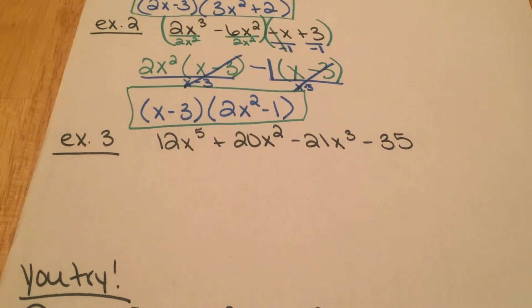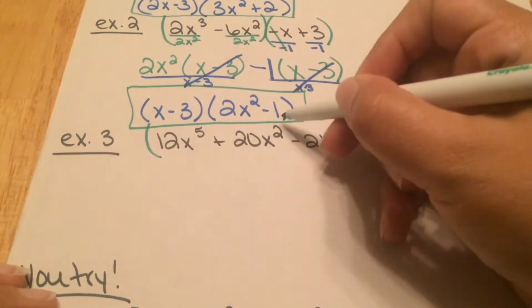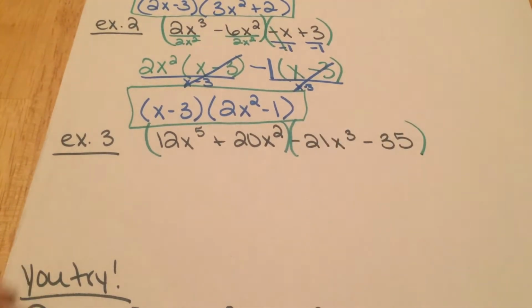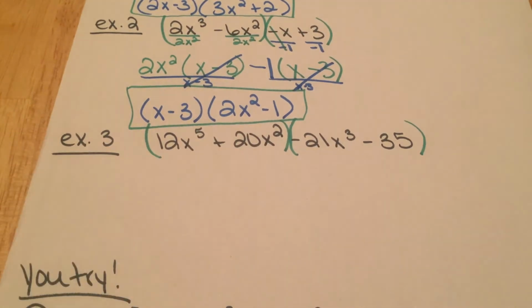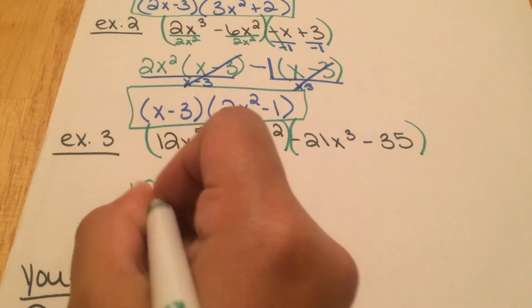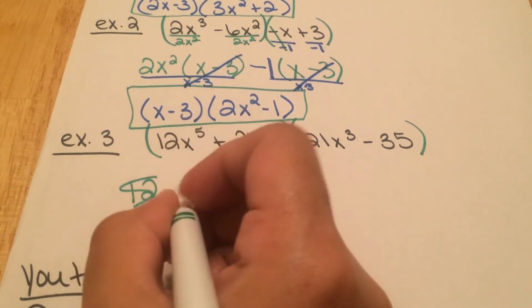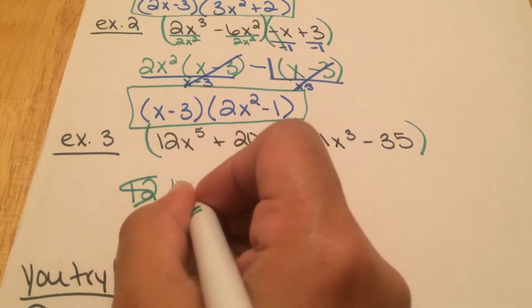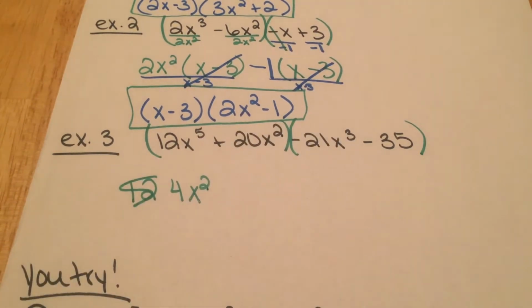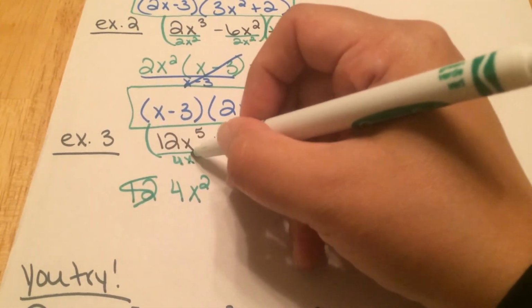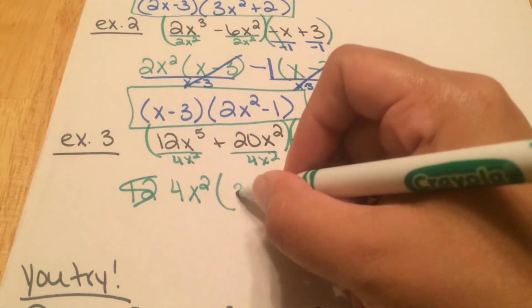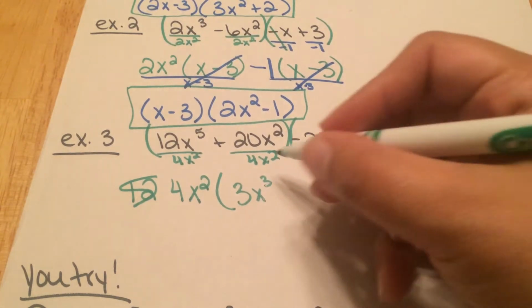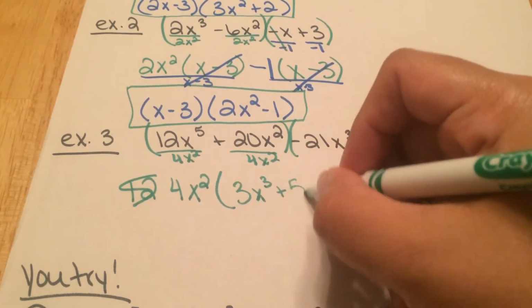So we're going to go ahead and group these. So my first group and my second group. In my first group, what do 12x to the 5th and 20x squared have in common? Hopefully we can tell that they both have a 4x squared in common. And when we divide both terms by 4x squared, we're going to be left with 3x cubed plus 5.